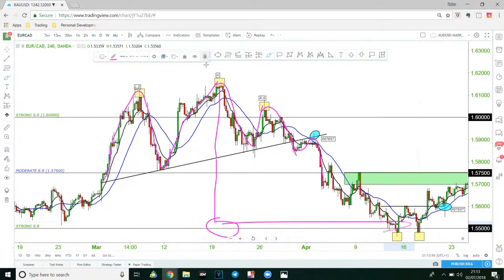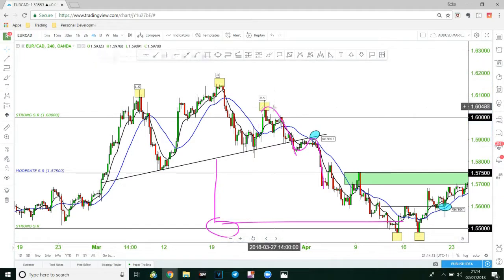So hopefully that all made sense to you. I pretty much described exactly how to trade the head and shoulders pattern. That's exactly what you're looking for, and they're really common. So the next one that we're going to go on to is called the double bottom.